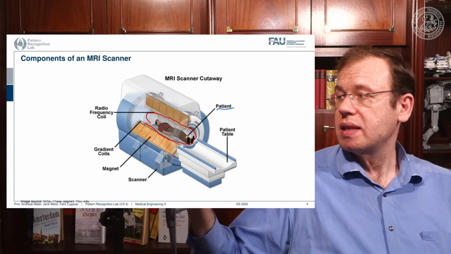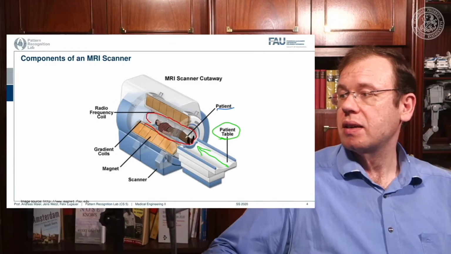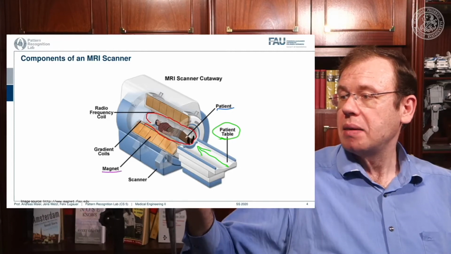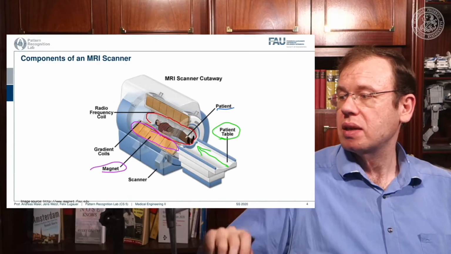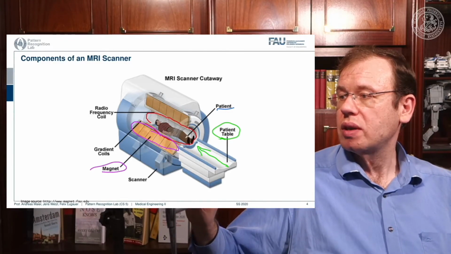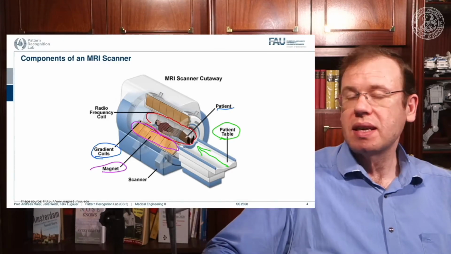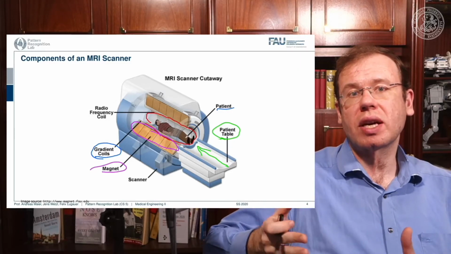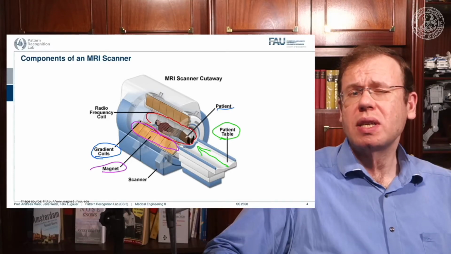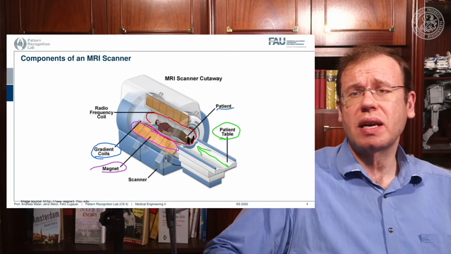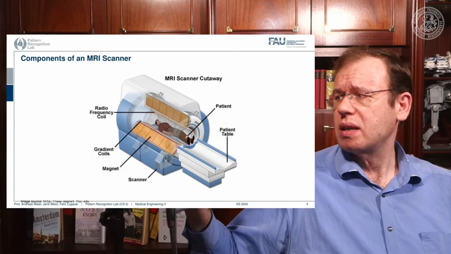And we've already seen that there is a patient table that is used in order to move the patient inside here. Then there is the main magnet, which is the strong magnetic B0 field. And we have the so-called gradient coils, which we use in order to steer the direction of the local gradient field. So why do we need these gradient coils? We've seen that we have the RF coils, so we need them to excite and to read out. But now what are these gradients for?